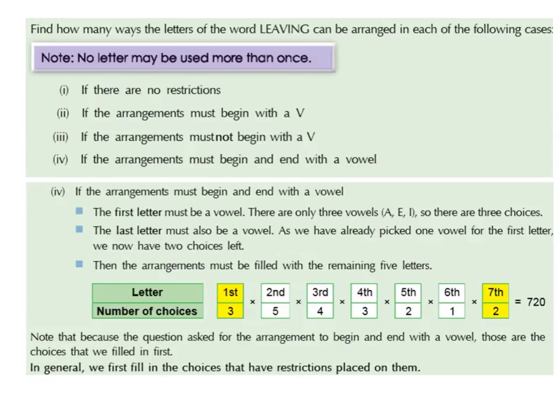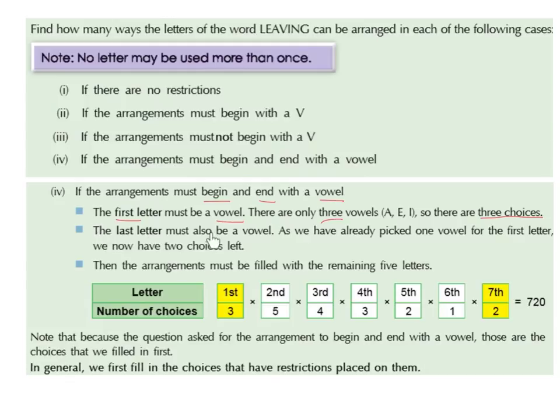So part 4, how many ways do we have to arrange the word leaving if the arrangements must begin and end with a vowel? So the first letter must be a vowel. And there are only 3 vowels in the word leaving, A, E, and I. So there are 3 choices for the first letter. So for the first letter, we have a choice of 3.